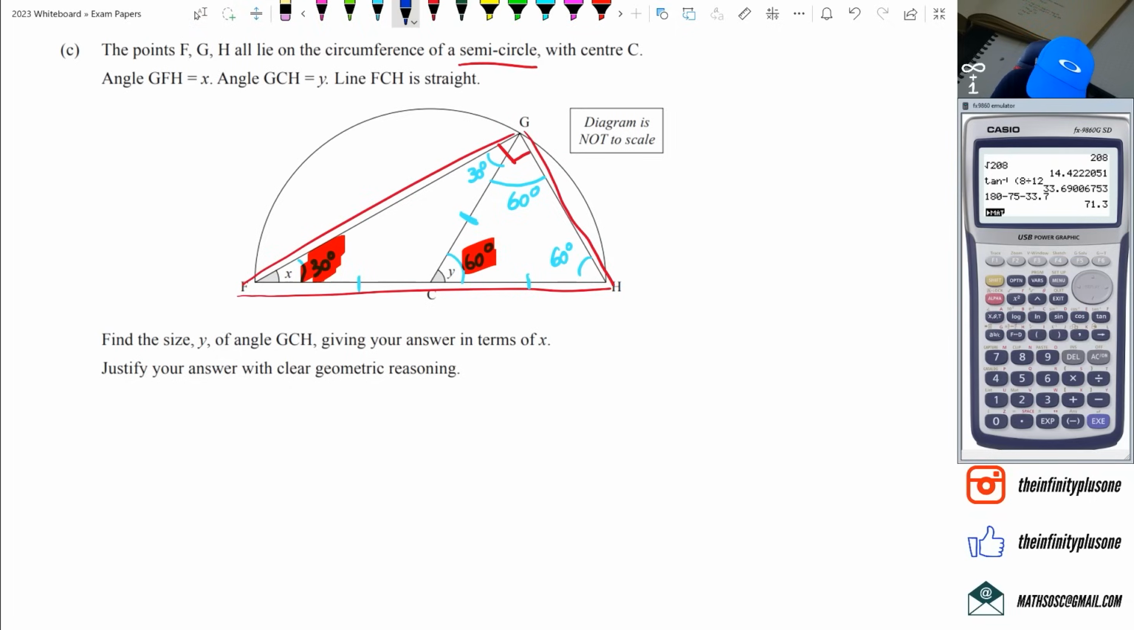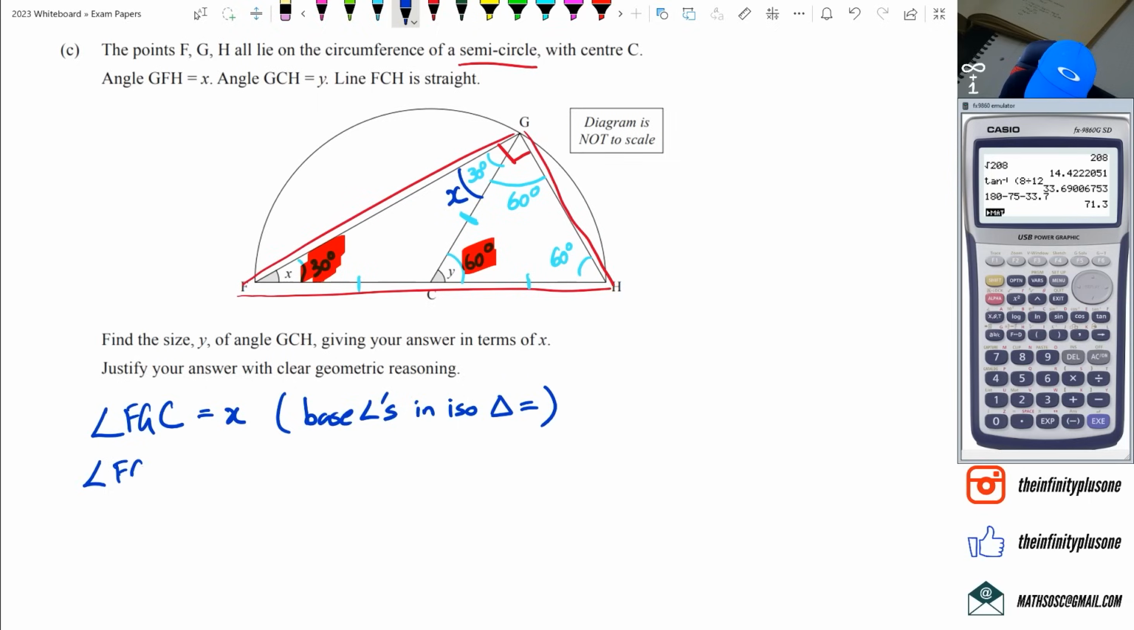So firstly, I know that this angle here is going to be x. So that's angle FGC. Angle FGC is going to equal x degrees. And that's because base angles in isosceles triangle are equal. So then I can say angle FGH is equal to 90 degrees. And that's because angles in a semicircle equal 90 degrees.